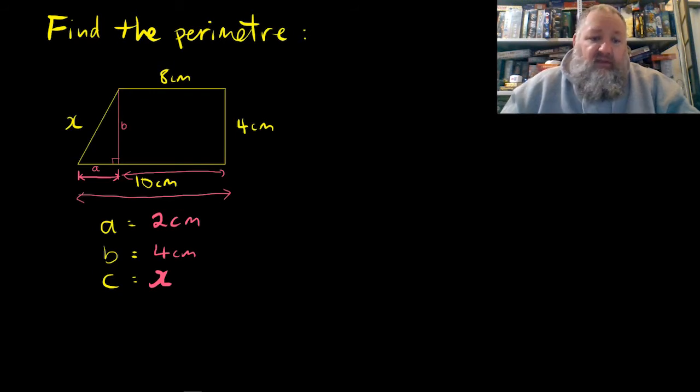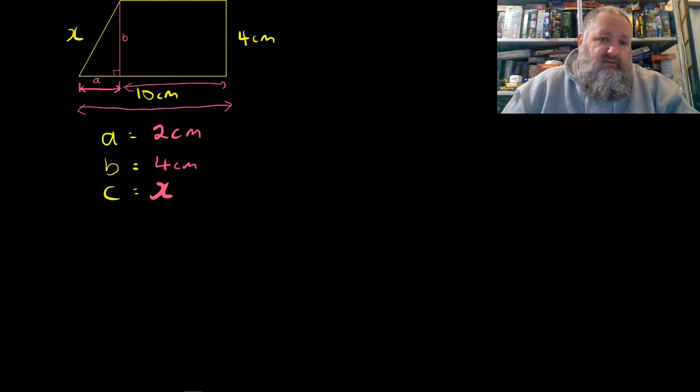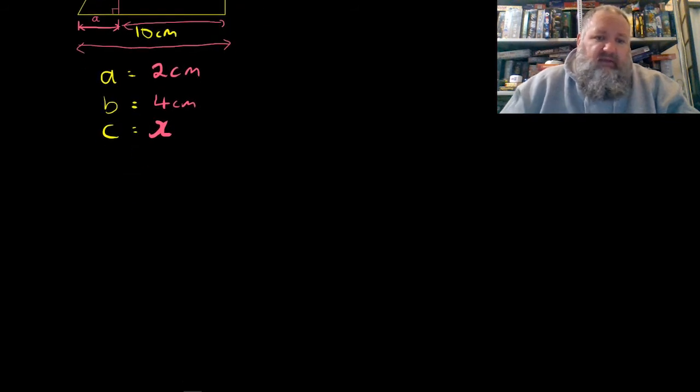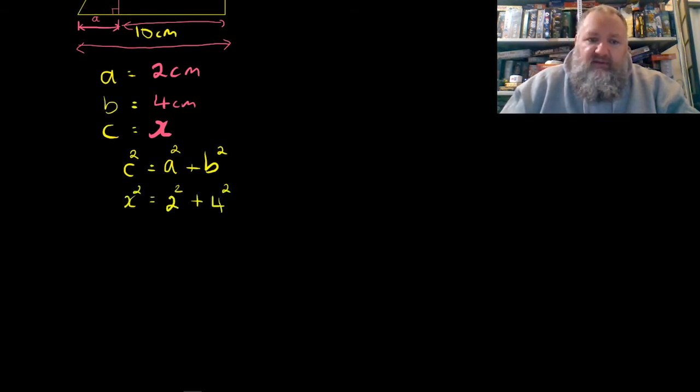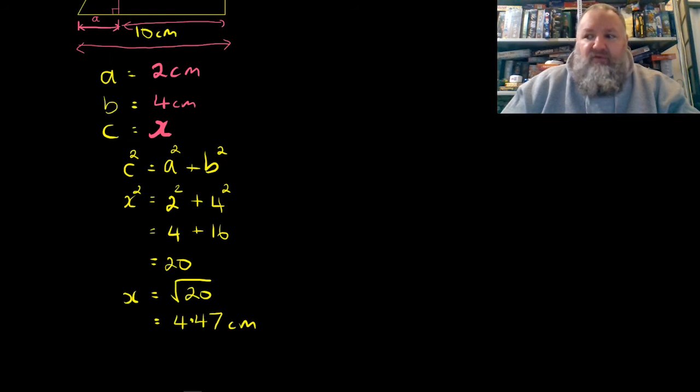Easy enough. Just like any Pythagoras question, we are going to write out our formula. C squared is equal to A squared plus B squared. I'm then going to substitute in my values and calculate those. It's going to be 4 plus 16, which gives me 20. But I need to find the square root of both sides because I need x, not x squared. I do that, and I get about 4.47 centimeters. Job's done. Except that wasn't actually the question.